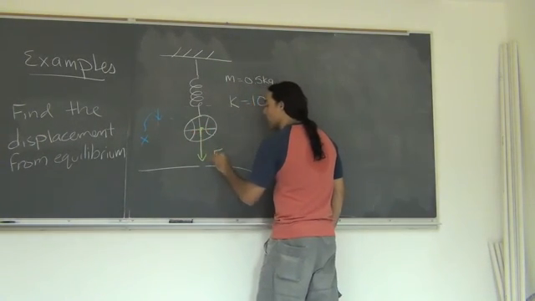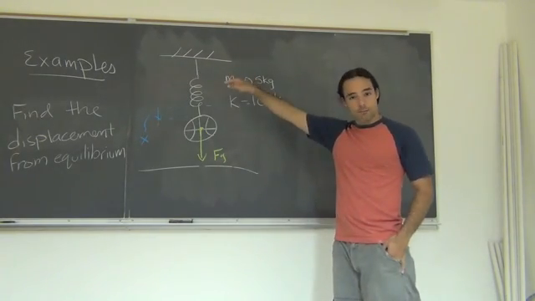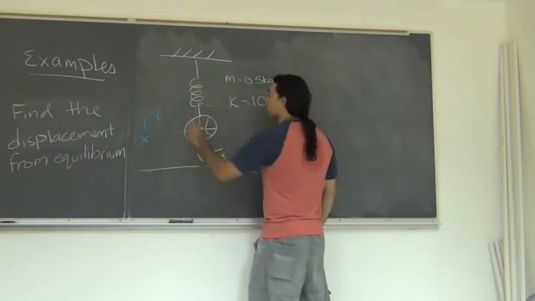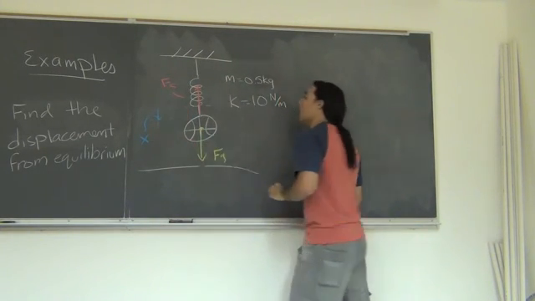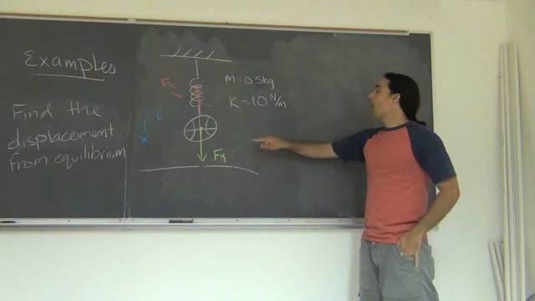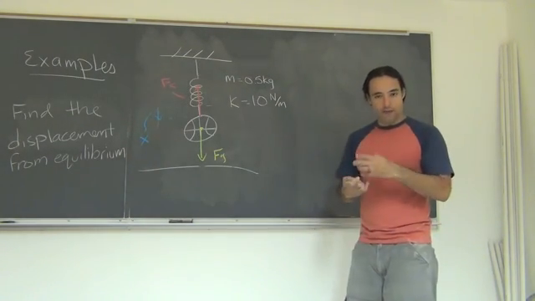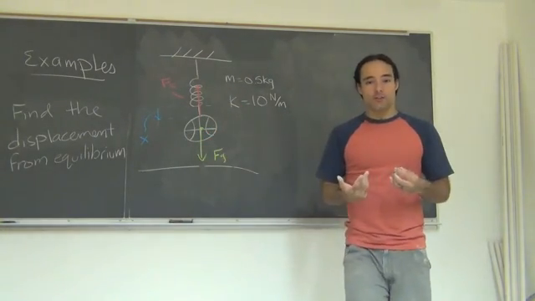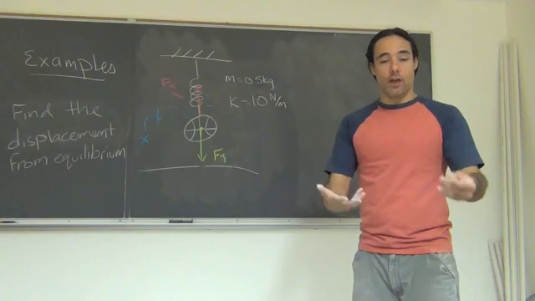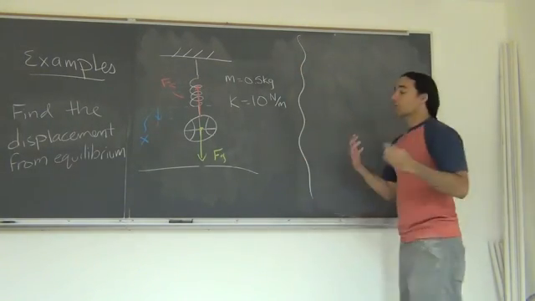I know gravity pulls the basketball down. I've got a spring that's going to be pulling it up, so I've got to put a spring force in here. I know that the spring force has got to cancel out the gravitational force, so these arrows have to be equal. The reason I know that is because the basketball is just hanging there. It's not accelerating.